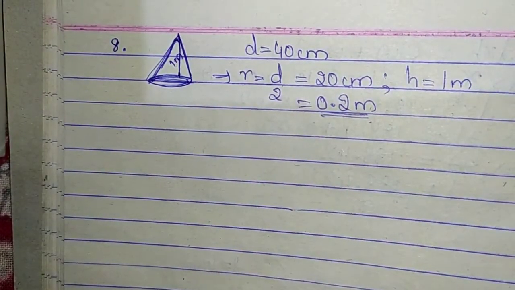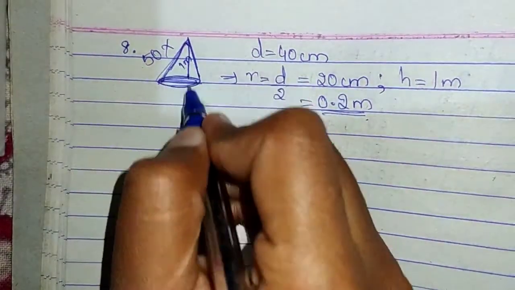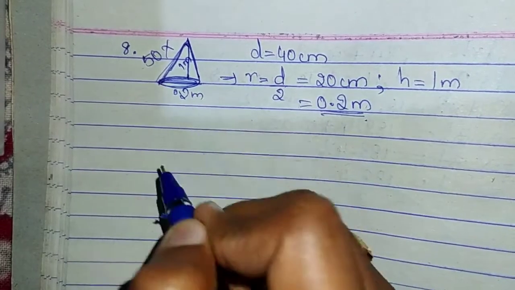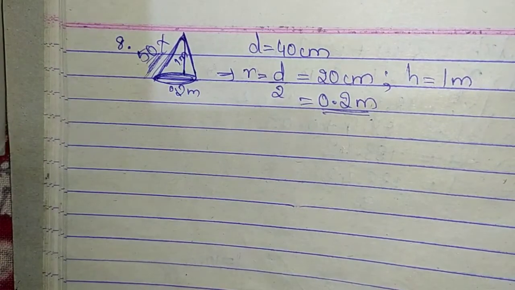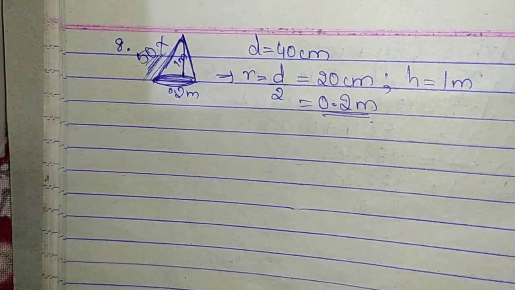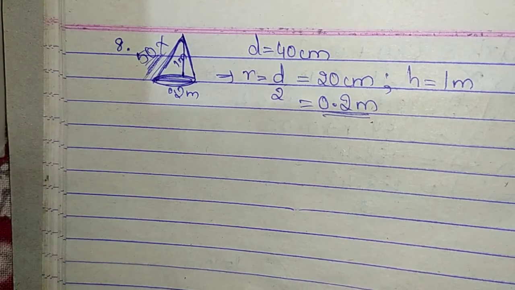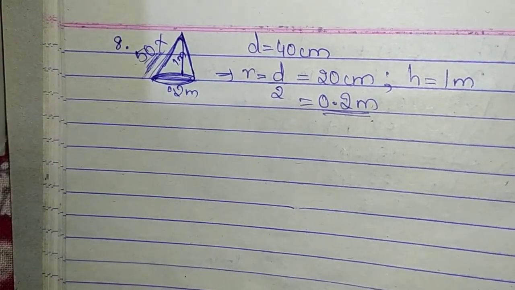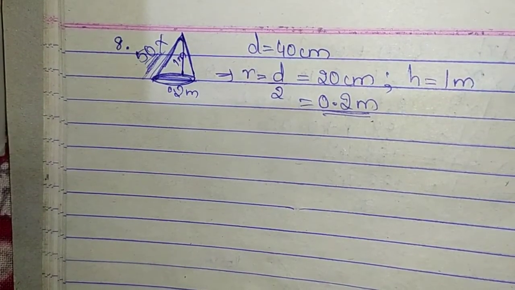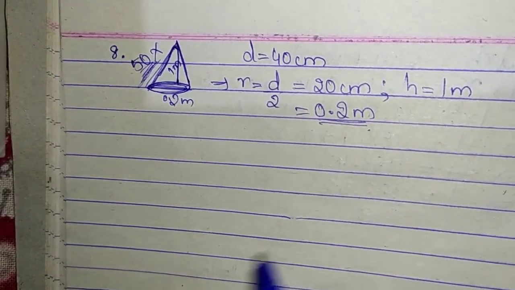Our job is to find, there are 50 such cones. One cone has dimensions of 1 meter height and radius 0.2 meters. We have to find the cost of painting the curved surface area or the outer side. When they say outer side of the cones, then they mean the curved surface area. So we have to find how much it will cost to paint the outer surface area of 50 such cones at the rate of 12 per meter square. So first let us find the slant height. To find CSA we need the slant height.